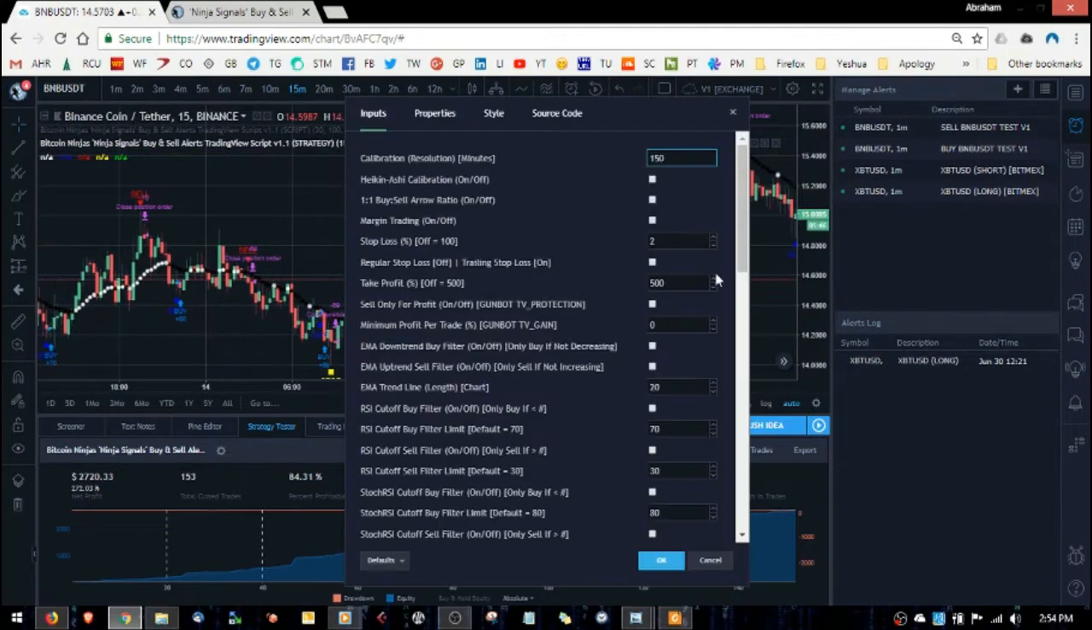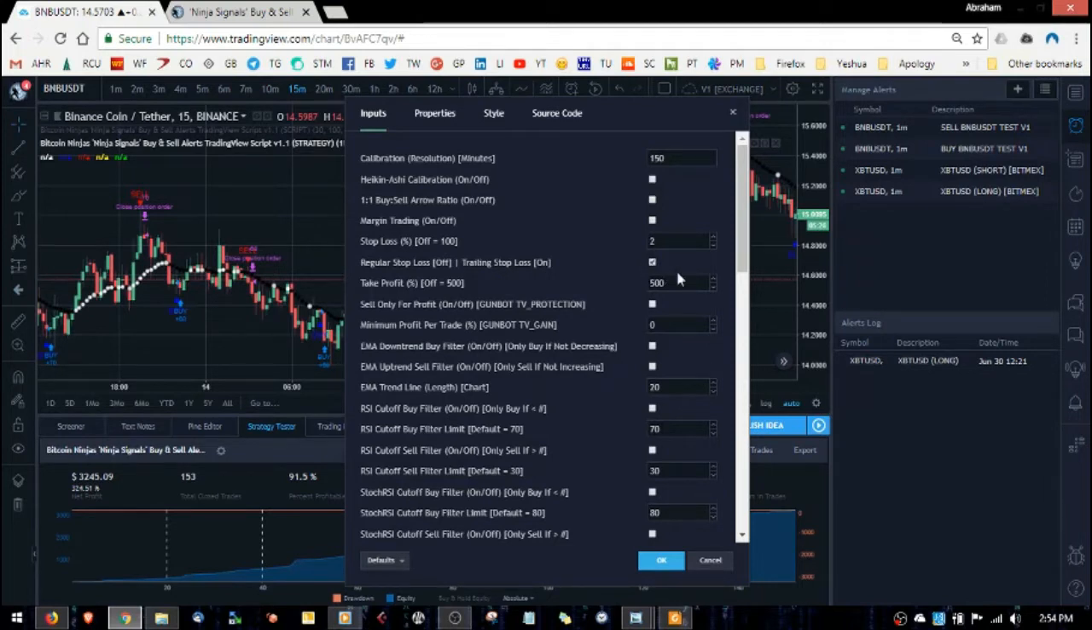The stop loss also can be changed to work as a pseudo trailing stop loss. If I check this box, what that means is that instead of calculating the price drop from the last buy arrow, like the normal default regular stop loss does, by checking this box and turning the stop loss into a pseudo trailing stop loss, it will now calculate that price drop from the last sell arrow.